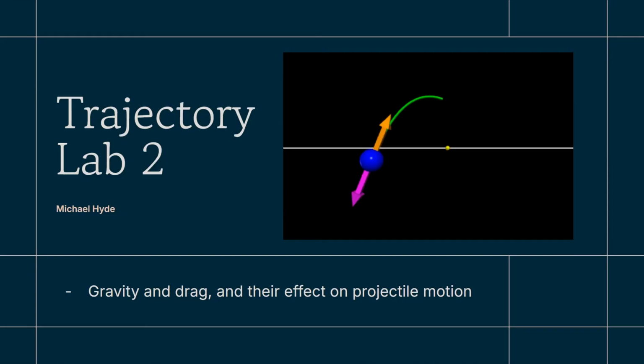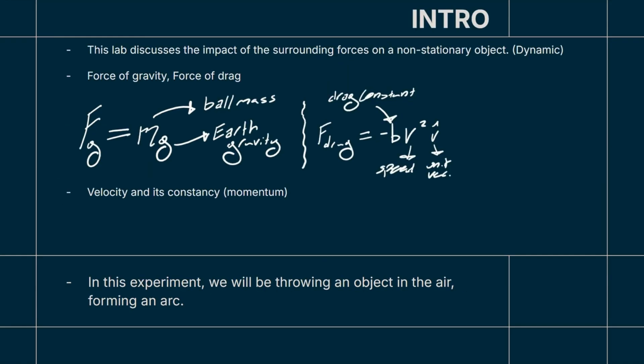How's it going, guys? I'm Michael Hyde, and I will be going over the Physics 2211 Lab 2. This lab is over trajectory and gravity and drag and their effect on projectile motion. Now, this lab will discuss the impact of the surrounding forces on a non-stationary object. This is otherwise known as a dynamic problem, where forces are acting on an object in motion.